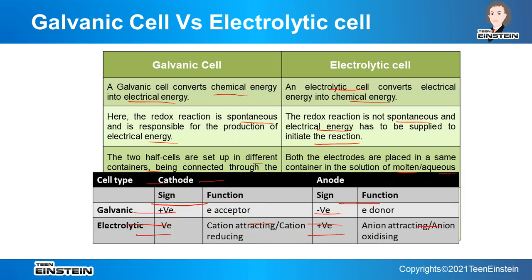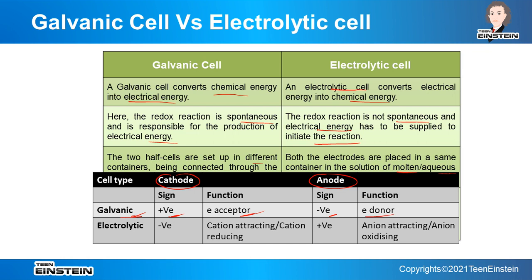Another table I have added here. So in a nutshell, if we see the role of this cathode and anode, what are their signs? If it is galvanic, the cathode sign is positive, this is negative. And remember, here it will function as electron acceptor. Remember, in galvanic cell, Cu2+ is accepting electron and it is converted to metallic copper. And in the anode, electron donor, that means Zn is giving electron and itself is converted to Zn2+. So it is acting as electron donor.